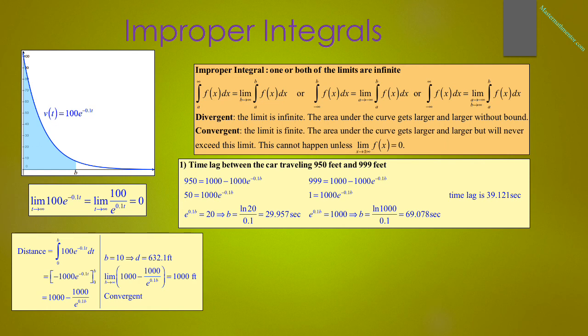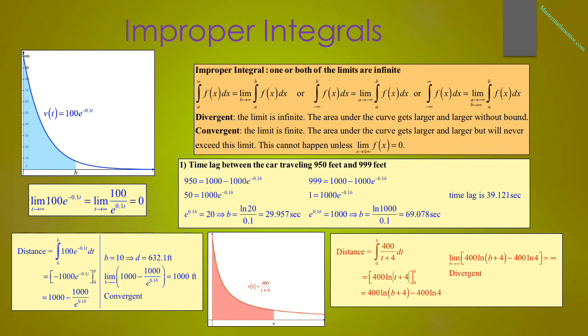We do the same thing for 999 feet, setting the expression 999 equal to 1,000 minus 1,000 e to the negative 0.1b. And from that, we get e to the 0.1b is equal to 1,000, and b is equal to the natural log of 1,000 over 0.1, getting 69.078 seconds. So the time lag is simply the difference between the two, and it takes 39.121 seconds to go from 950 feet to 999 feet.